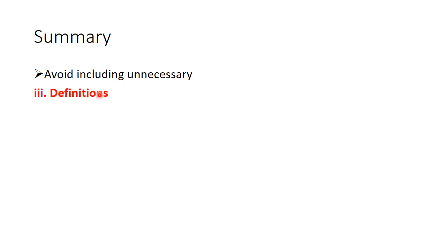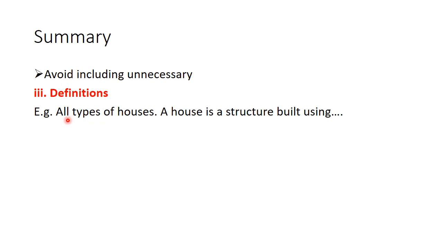So again, avoid including unnecessary definitions. For example, at some point, maybe in the passage, it says all types of houses. A house is a structure built using, then it continues. Okay, we're not looking for the definition of a house. We're looking for things that need to be destroyed. So your summary should just have all types of houses, not the definition. We're not interested in the definition. If someone who is reading that summary doesn't understand what a house is, then they can Google or use the dictionary to find out, because our job is not to teach people what a house is, but to show them things that need to be destroyed.